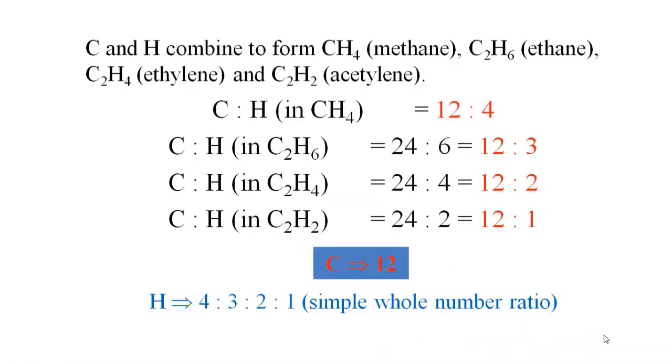In this example, carbon combines with hydrogen to form methane CH4, ethane C2H6, ethylene C2H4, and acetylene C2H2. In methane, the ratio of carbon and hydrogen is 12:4. Similarly, in ethane, the ratio is 12:3. In ethylene, it is 12:2, and in acetylene, it is 12:1.